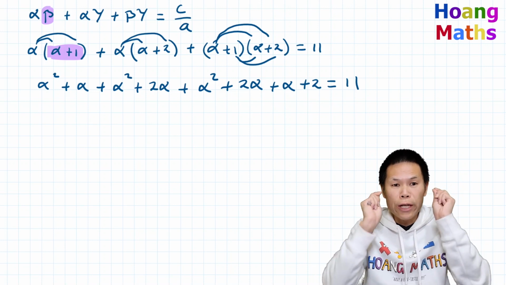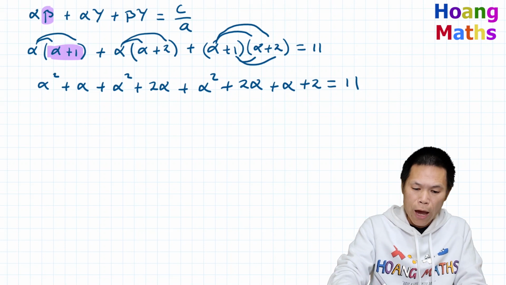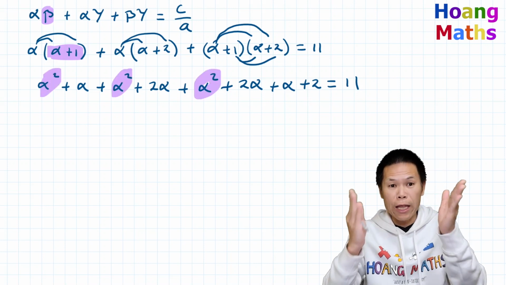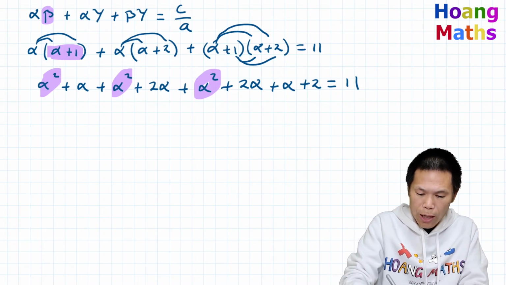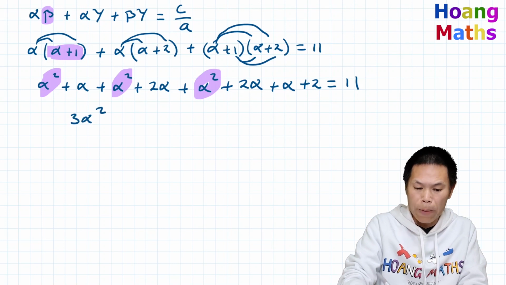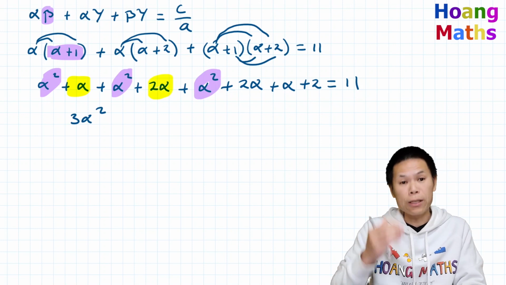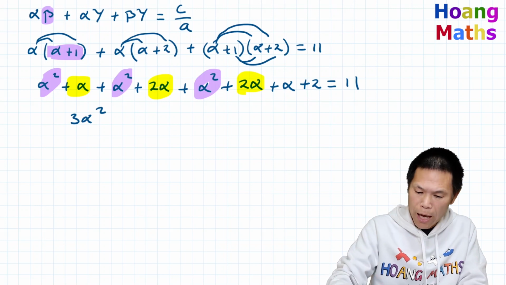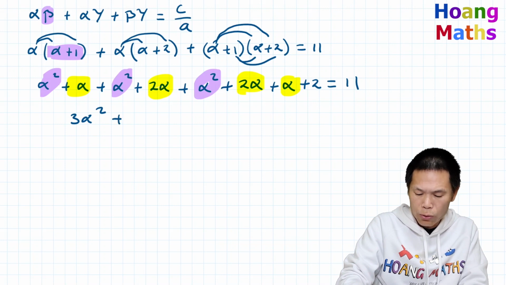So there you go. Now I just simplify by collecting the like terms. We have alpha squared, alpha squared, alpha squared, and we add them up to give me 3 alpha squared. Now I collect the alpha terms: alpha plus 2 alpha, so 3 alpha, and we add another 2, that gives me 5, and add another 1, that gives me 6. So that is equal to 6 alpha. So we add 6 alpha.